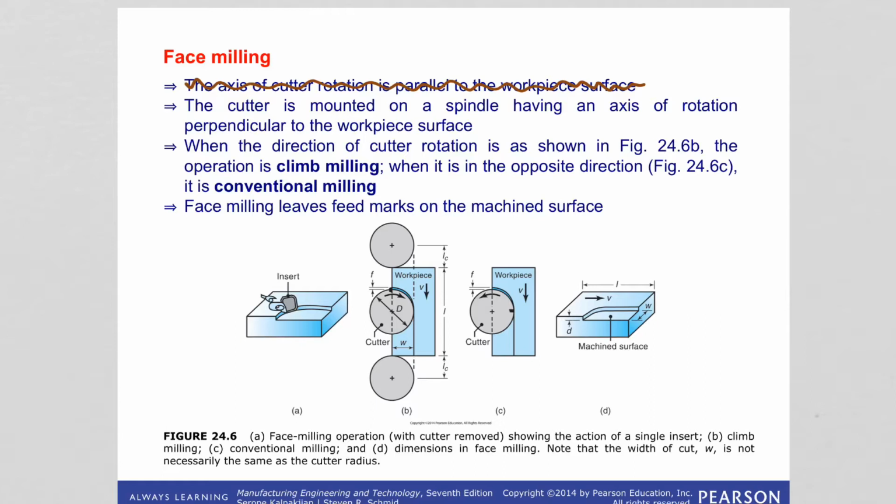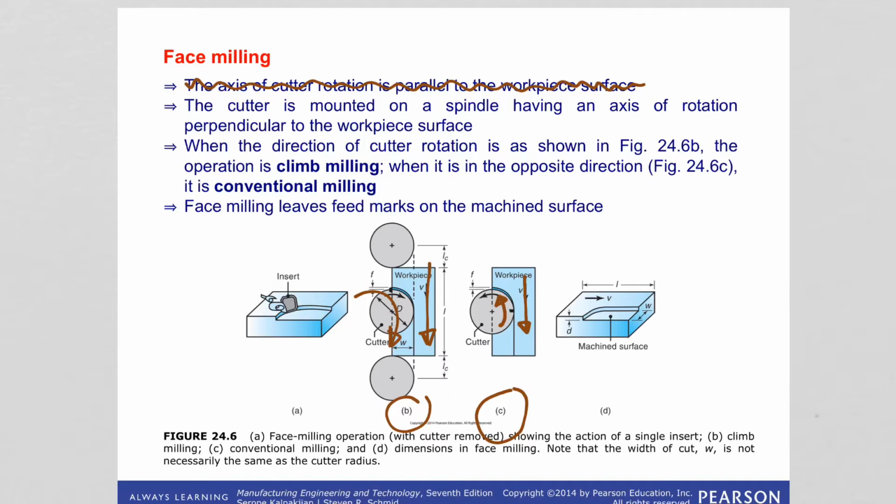So similar to the previous technique, here, when the direction of cutter rotation is as shown in B, like this, and the workpiece goes in this direction, then this operation is climb milling. And when the opposite is true, like shown in C, the workpiece goes in this direction, but the cutter moves along this direction, then it is the opposite direction. That is called, in this case, conventional milling.